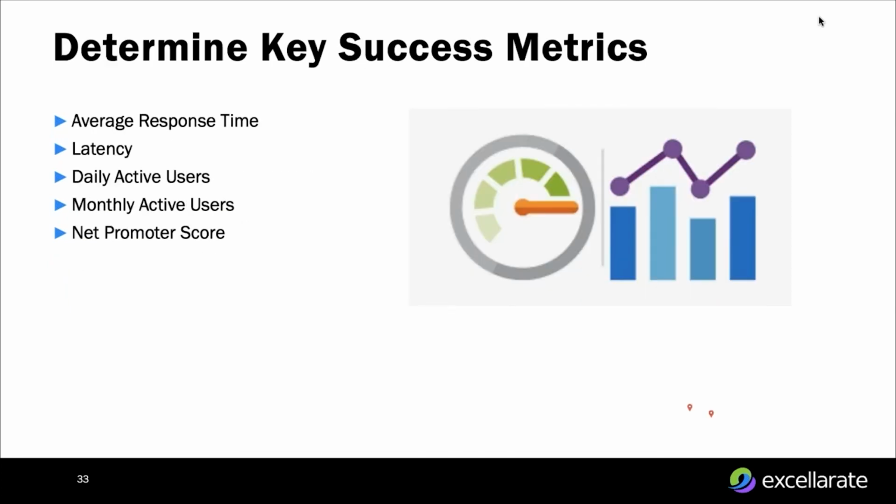Okay. So based on that, we can determine what would be the key success metrics for this application, right? It could be average response time, latency, daily active users, monthly active users, net promoter score. I think that's very important. The customer satisfaction, user satisfaction is also an important factor in determining the overall success of the application. So these can be a good success metric for your application.